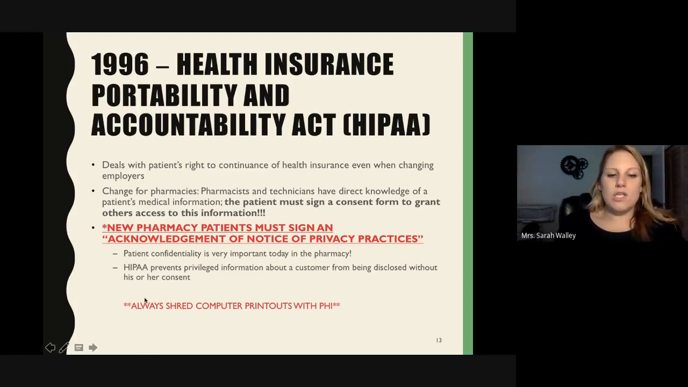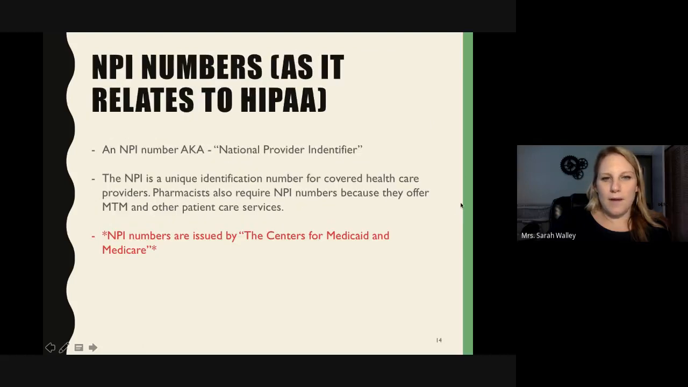And then always shred computer printouts with PHI, or protected health information. That's the patient's protected health information. That was just a question on a quiz I had, in the practice test. It was like, which of these is following the HIPAA guidelines? And it was shredding computer printouts with PHI, because it's basically not allowing other people to see private information from patients. So random thing I put on there.